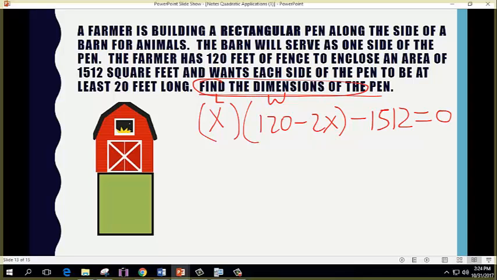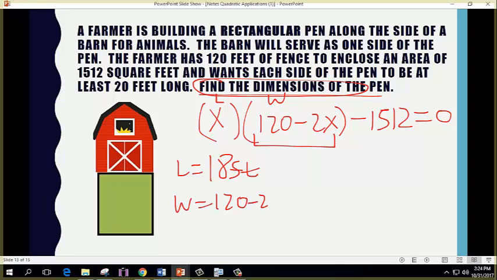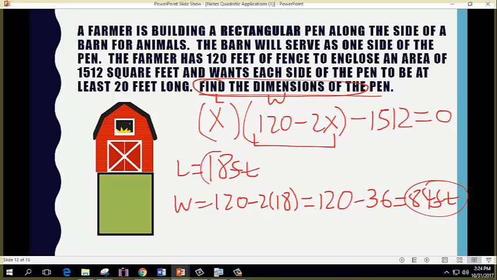So we know that x is equal to 18. That's going to be our length, and it's 18 feet. We know the width has to be 120 minus the 2 times the 18. Okay, so that gives me 36, and I get 120 minus the 36. That gives me 84 feet. Now, if I did this, I would stop and I would say, yay, I'm done.